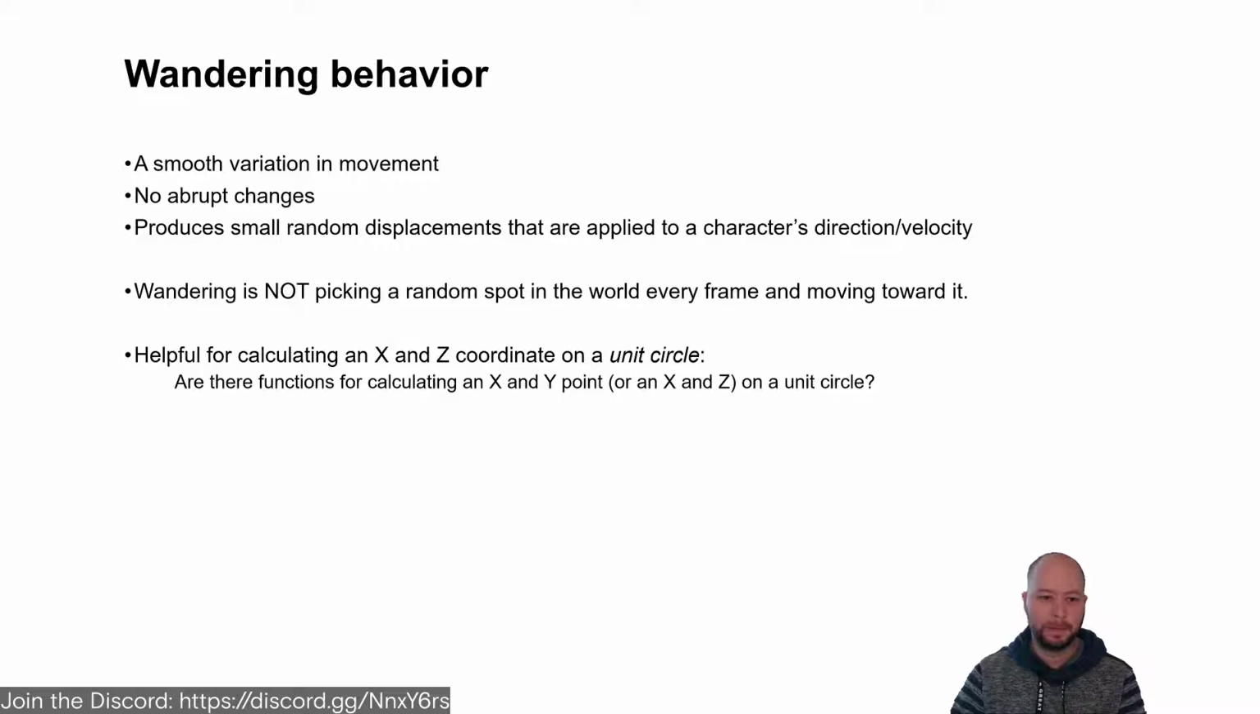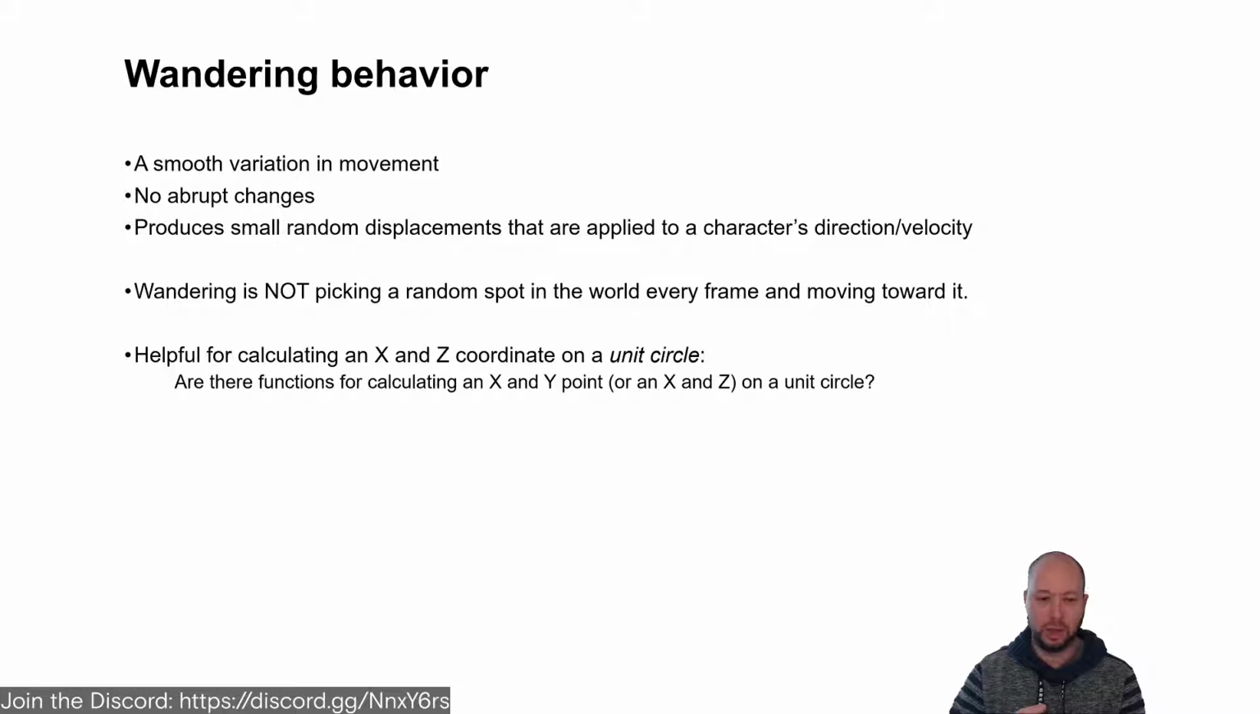Wandering. Earlier in this course we talked a lot about noise and Perlin noise and random walks, and wandering is like, how do you create an agent that sort of ambles? It doesn't really go in a particular place. It doesn't really decide where to go. So you want a smooth variation in movement. You don't want it to change and go all over the place. You want it to produce small displacements to the direction of the velocity.